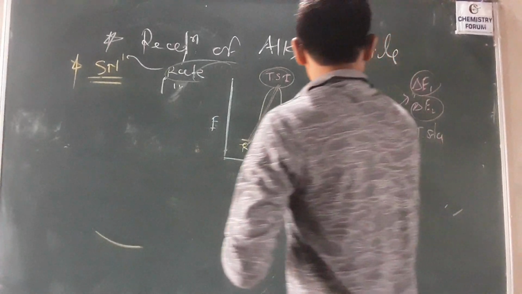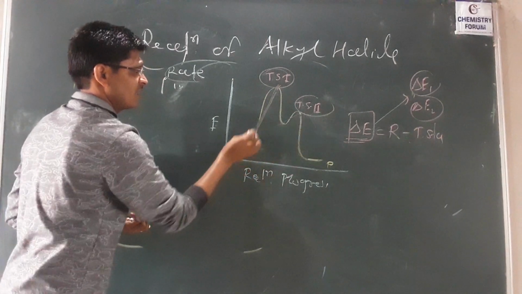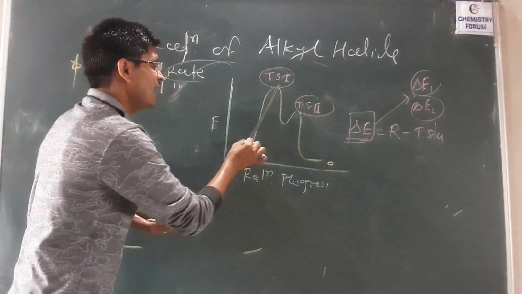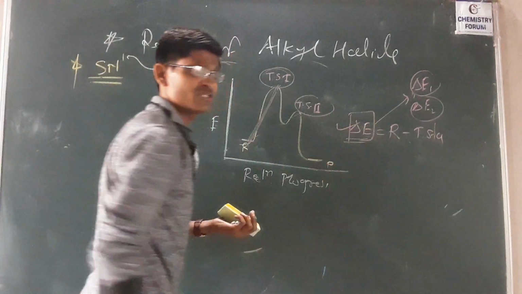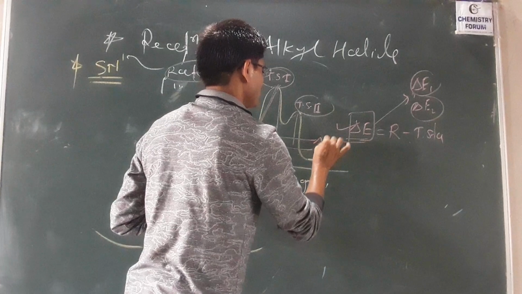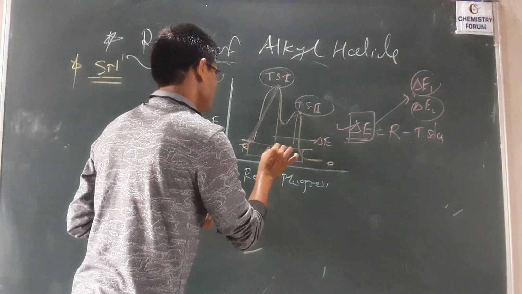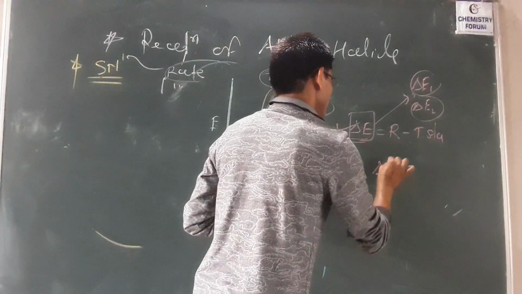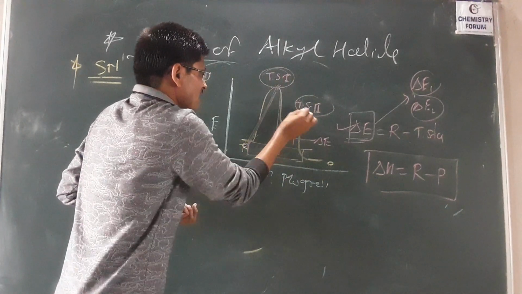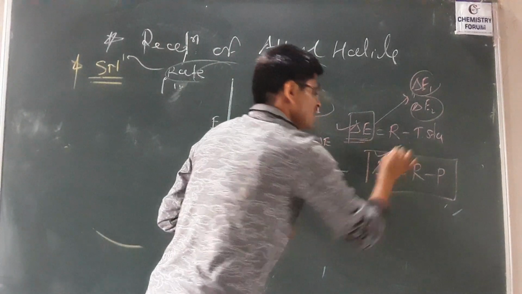There is delta E, change in energy. The energy difference between reactant and transition state. Energy का difference. Energy difference between reactant and transition state is known as change in energy. But the difference between reactant and product, the energy difference between reactant and product is known as change in enthalpy.